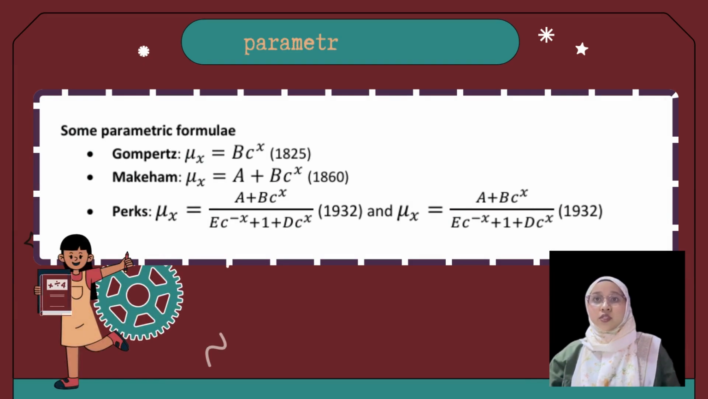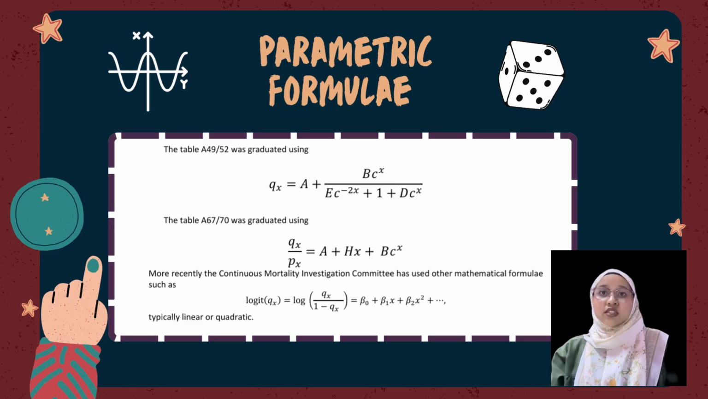Our mathematical approach starts with the classic mortality laws. First, Gompertz in 1825 modeled mortality as a simple exponential curve. Then, Makeham added a constant A to account for non-age-related deaths like accidents. Finally, as the data improved, Perks introduced the fractional formula in 1932 to better capture the shape of mortality across all ages. Modern actuaries often use the logit transformation.